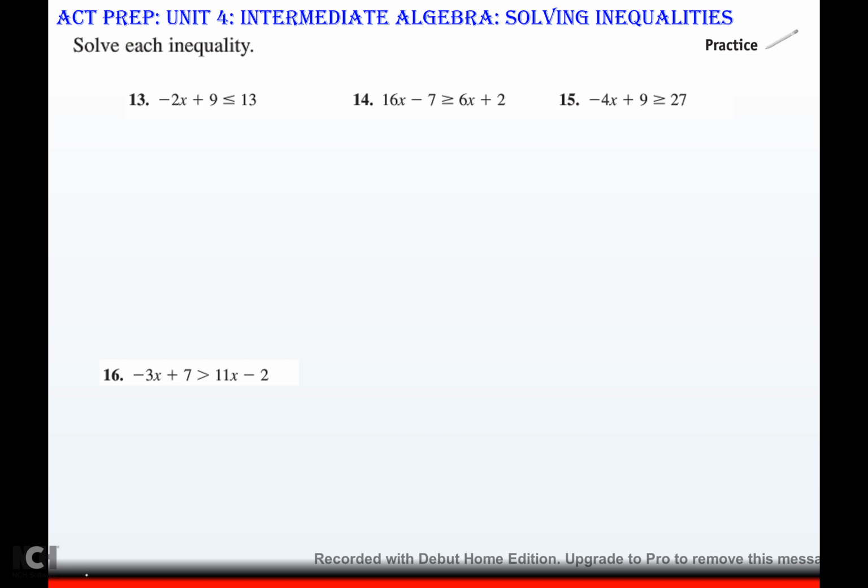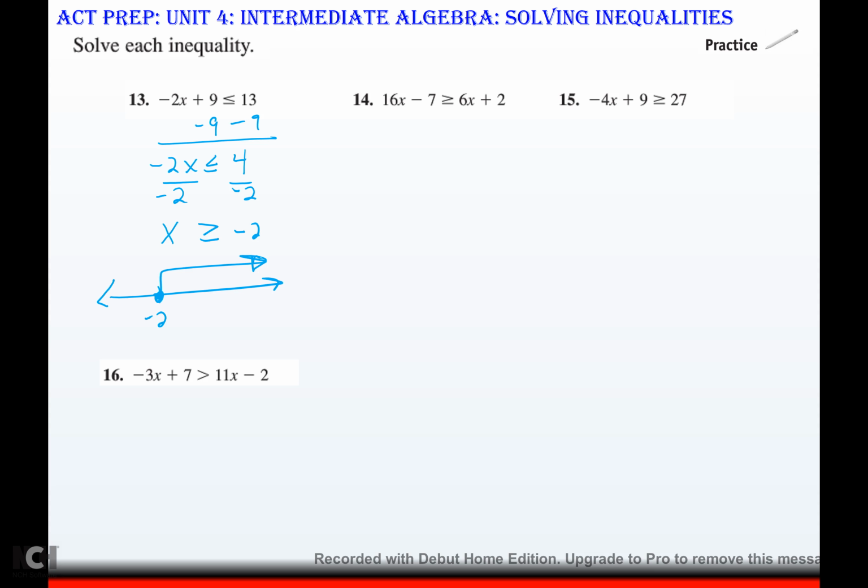Alright, 13. To get x alone, I'm going to minus 9 first, and that gets me negative 2x less than or equal to 13 minus 9 is 4. And then divide by negative 2, which will flip my inequality, so I get x is greater than or equal to negative 2, which means I can include negative 2 and anything higher.